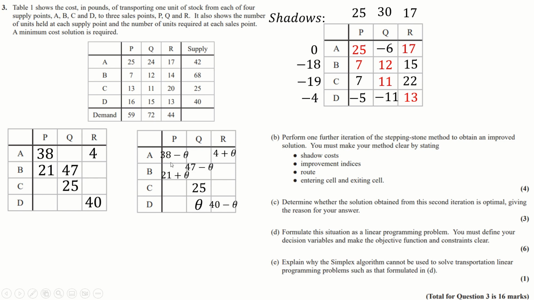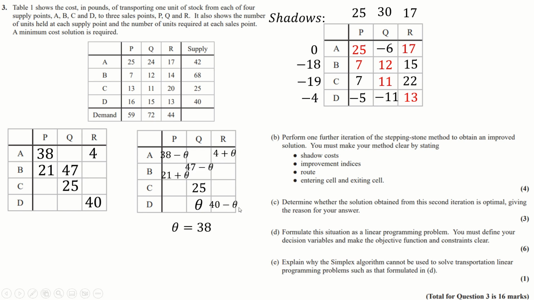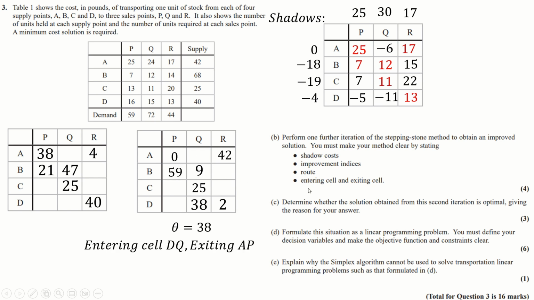We can choose theta to be 38, I think, and keep all of these positive. So that gives you this. I've just replaced every theta with a 38 and substituted. I can write down here the entering cell, just because they asked for it. The entering cell is the one you put theta in, that's DQ, and the exiting is the one that goes to 0, which is AP. And yeah, so this is my improved solution here.